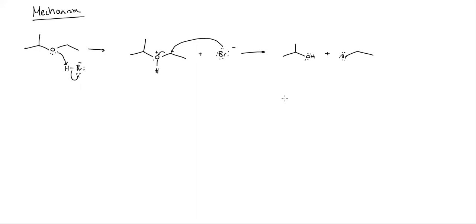Now, sometimes if we just use one equivalent of HBr, we just end up with this, because we need another equivalent to get rid of this OH. Assuming that we have excess HBr, or two equivalents, or however much we would need, this OH is going to get protonated by another HBr. So the OH gets protonated.